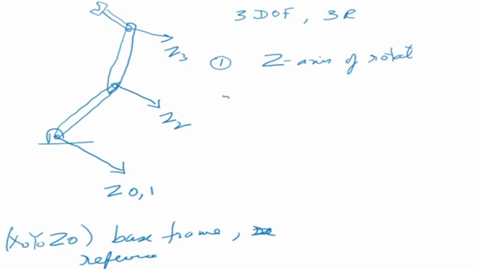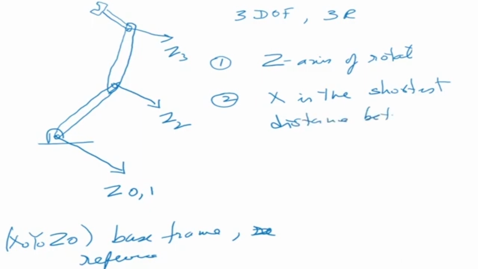Now the second thing we need to put is x, which is the shortest distance between z's. Now the first one, the x0, we normally put it horizontal, but it can be anywhere actually because it's a reference frame, it's not moving. Okay, so the first one I'm putting it like this, x0.